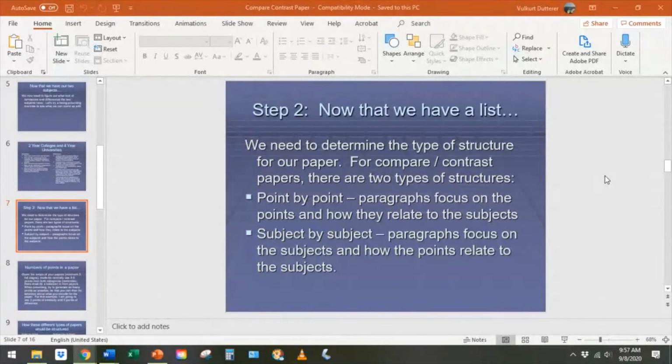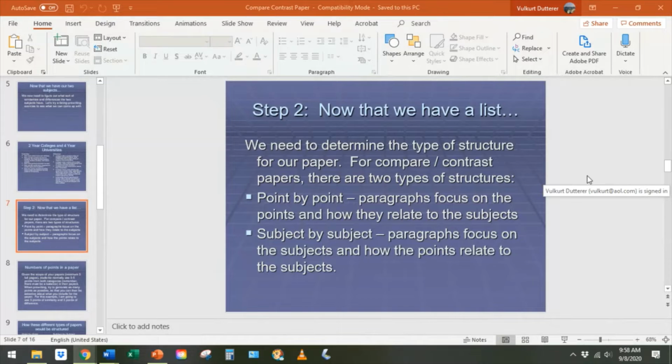But these are the 2 that we're working with. If you're choosing point by point, that means that each individual paragraph is controlled by the individual point that you're talking about and how your two subjects relate to that point. If you're doing a subject-by-subject paper, each individual paragraph is going to focus on one subject at a time and look at how either the similarities or the differences relate to that one subject.